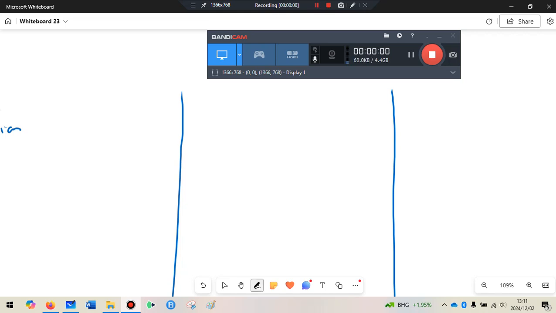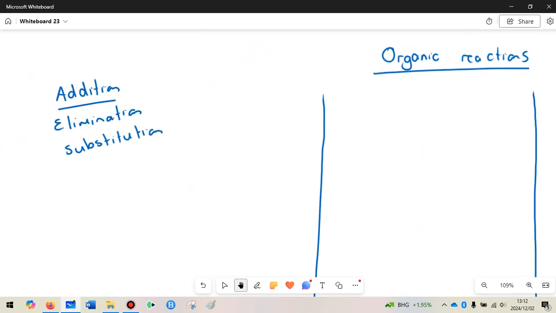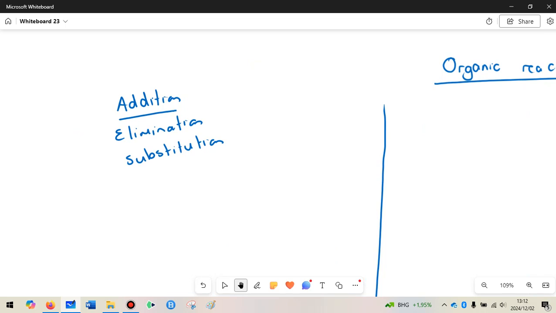So this is going to be a summary of all the different organic reactions that we find in organic chemistry. And starting with, how do you figure out if a reaction is addition, elimination, or substitution? Now this should hopefully be a no-brainer. We don't have to learn a whole bunch of things. We should be able to figure it out quite easily.